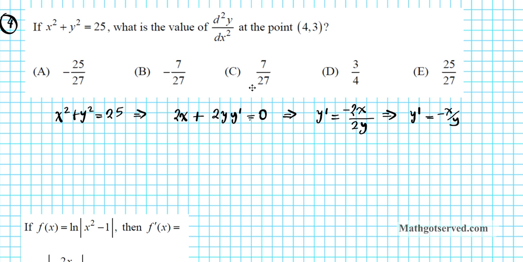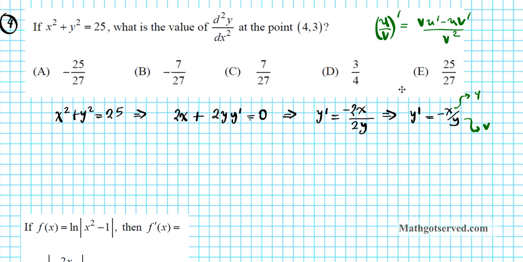Now, we need to find the second derivative and evaluate it when x is 4 and y is 3. So we're going to differentiate this function again. So how do we find the derivative of this derivative? We can clearly see that this is a quotient of two functions. So we can call the numerator function u and the denominator function v and use the quotient rule. We know what the quotient rule is, right? (u over v) prime is equal to (v u prime minus u v prime) over v squared.